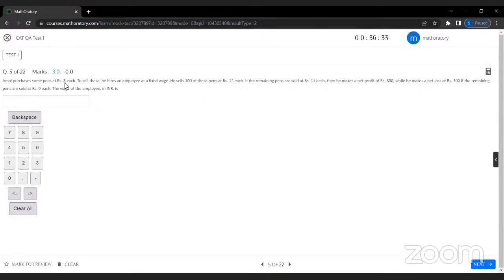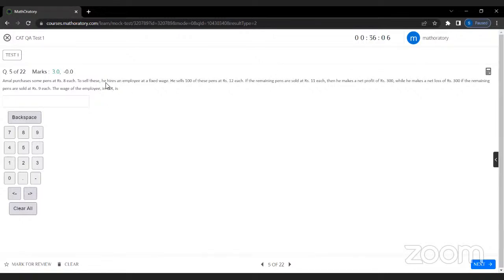Amal purchases some pens at 8 each, so to sell these, he hires an employee at a fixed wage. He sells 100 of these at 12 each. If the remaining pens are sold at 11 each, so the number of pens is more than 100, then he makes a profit of 300, while he makes a loss of 300 if the pens are sold at 9. So the expenses will be the cost of the pen and the wage of the employee.